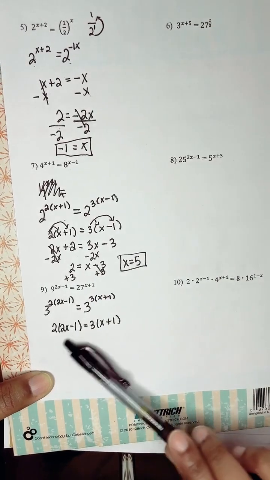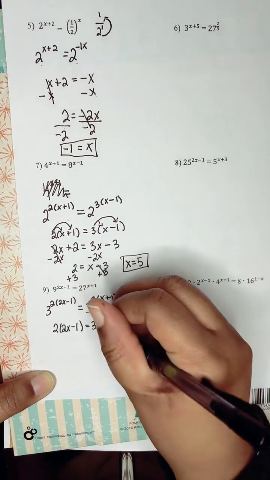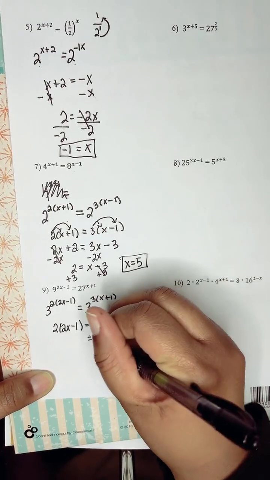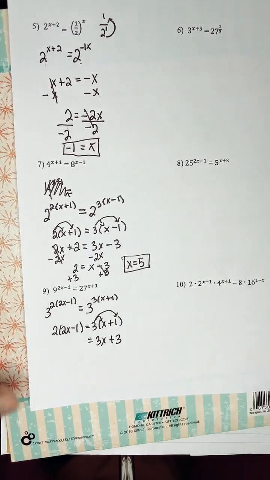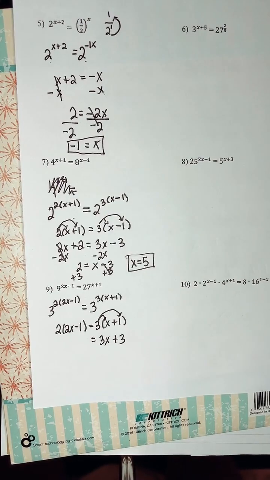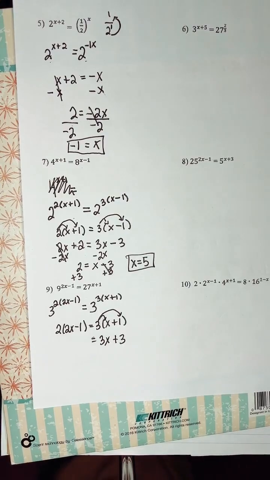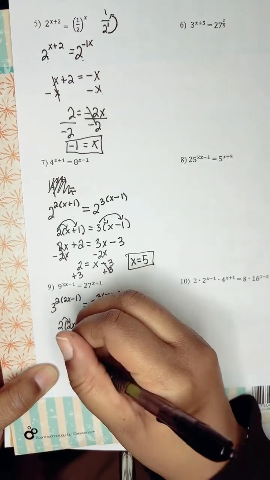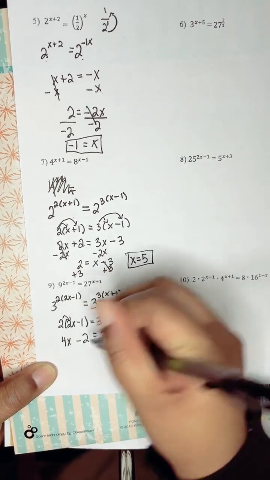Can you guys distribute this side in the chat while I do this side? So we get 3 times x is 3x, and then 3 times 1 gets me plus 3. What do you guys get? Good, Billy. 4x minus 2. You guys are on it. Yes. Good. So 2 times 2 is 4, so we have 4x, and then 2 times a negative 1 is a minus 2.